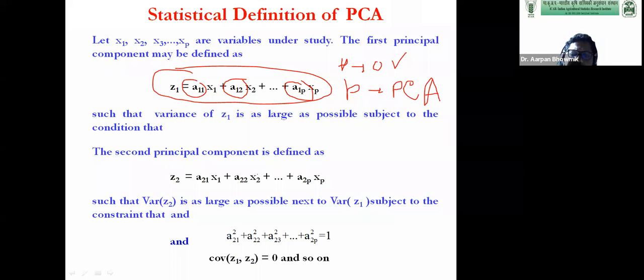Each principal component will be a function of all the original variables. You can see in the second also, but the coefficients will be different. A11 and A21, these will be different, and we need to estimate them. And the first PCA and second PCA should be independent of each other, so their covariance term should be 0.